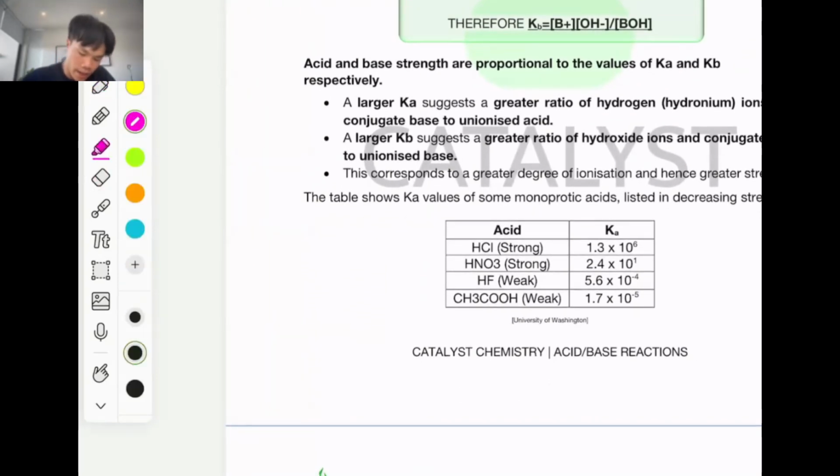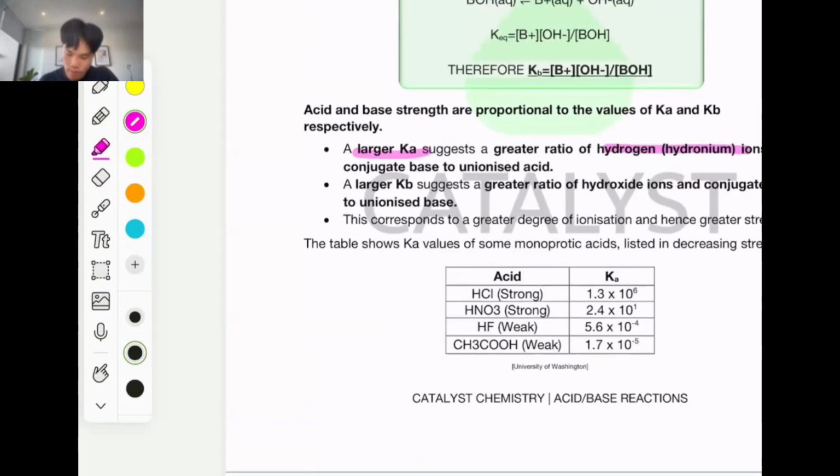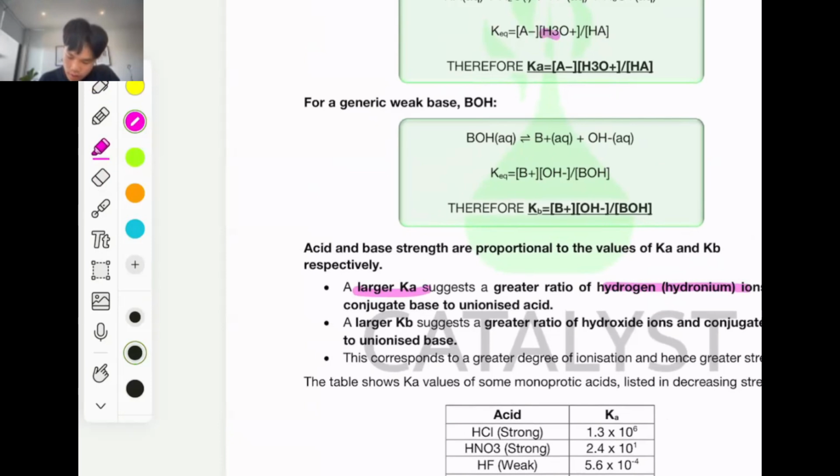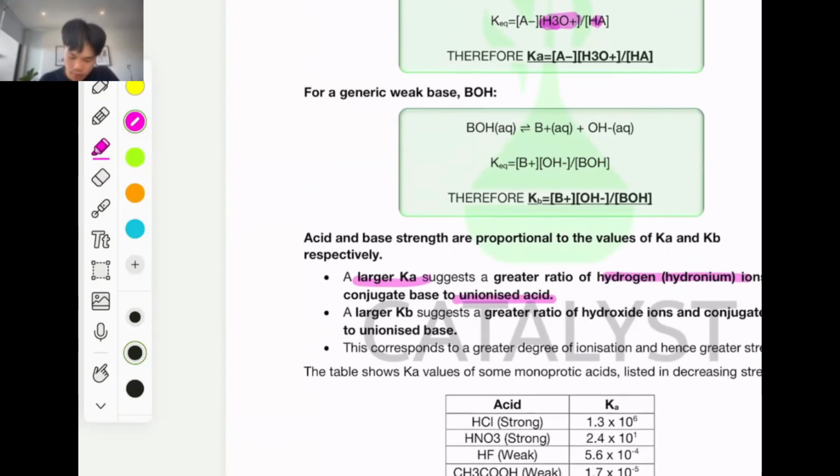From our knowledge of K, a larger Ka means that you have a greater ratio of hydronium ions compared to the unionized acid, since hydronium is the numerator and HA is the denominator. Kb is the same. If you have a greater ratio of hydroxide to conjugate acid, that would suggest it's a larger Kb.